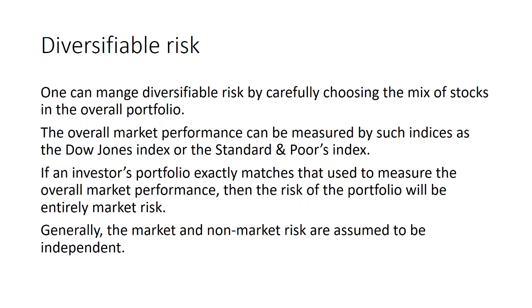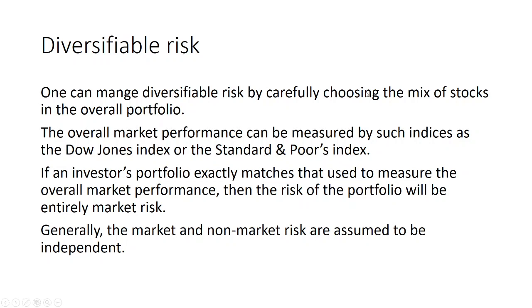All right, so let's talk about diversifiable risk. Because it depends on certain sectors, you can manage this by choosing the mix of stocks in the overall portfolio. This is what's called diversification, and you do diversification so you don't have all your eggs in one basket. The overall market performance can be measured by such indices as the Dow Jones or Standard & Poor's or Russell 4000 or all sorts of other indices. If an investor's portfolio exactly matches that used to measure the overall market performance, then the risk of the portfolio will be entirely market risk.